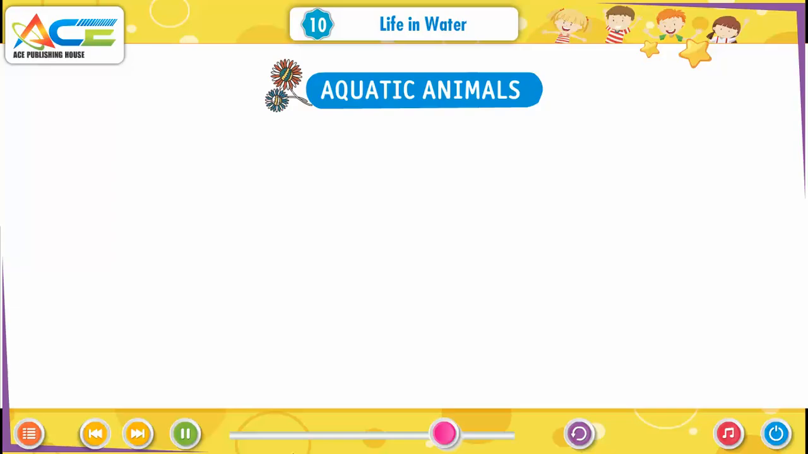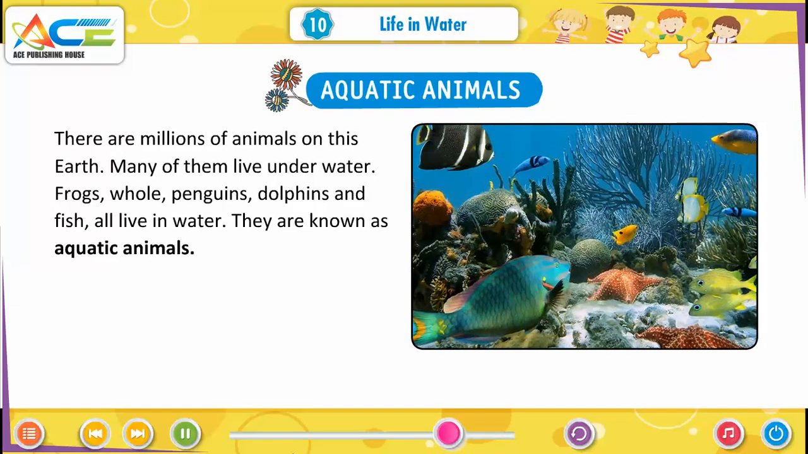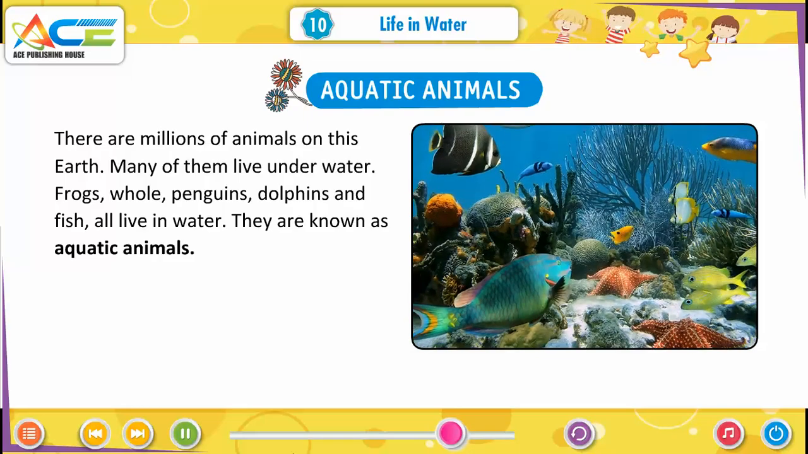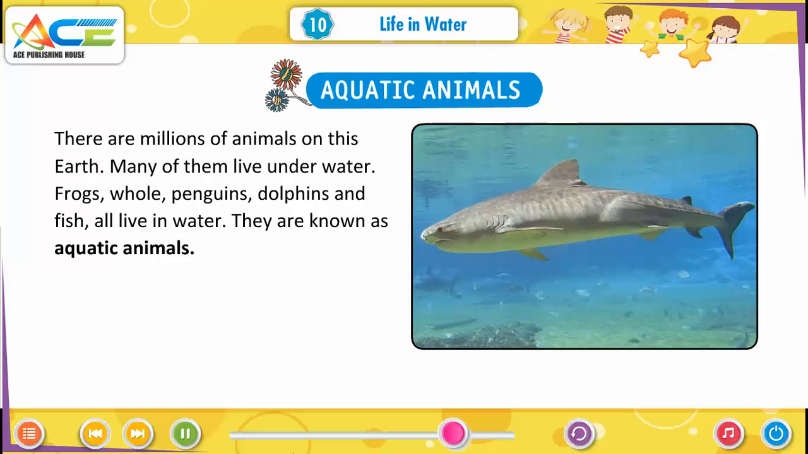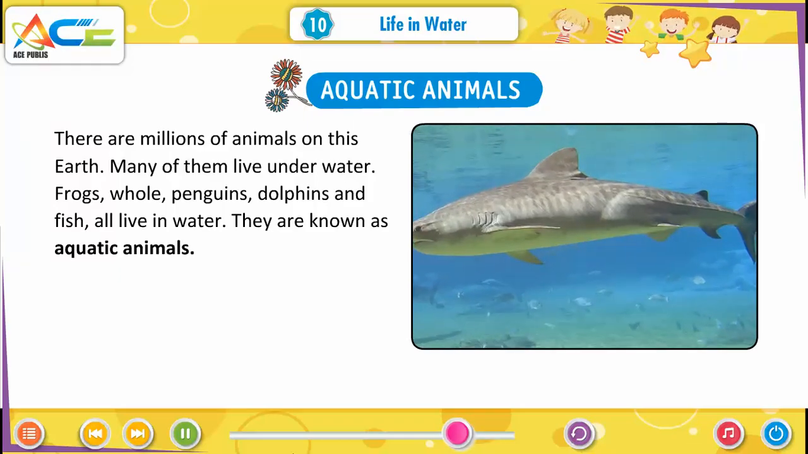Aquatic animals. There are millions of animals on this earth. Many of them live underwater. Frogs, whales, penguins, dolphins and fish all live in water. They are known as aquatic animals.